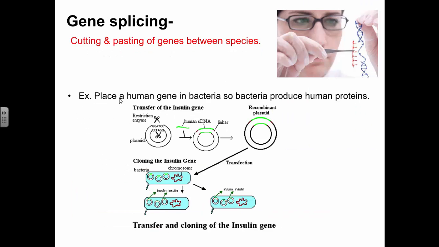Let's go back. So one example of a way this was done was scientists took the gene for human insulin. Insulin in our body helps control our blood sugar. It's a hormone. There's a code in all of our DNA that tells our body how to make insulin. Well, some people that are diabetic, their body doesn't make insulin. So they need to give themselves insulin injections or with a pump.